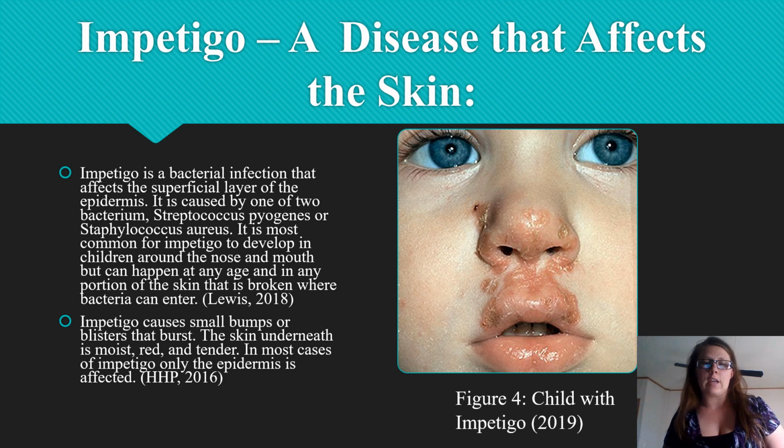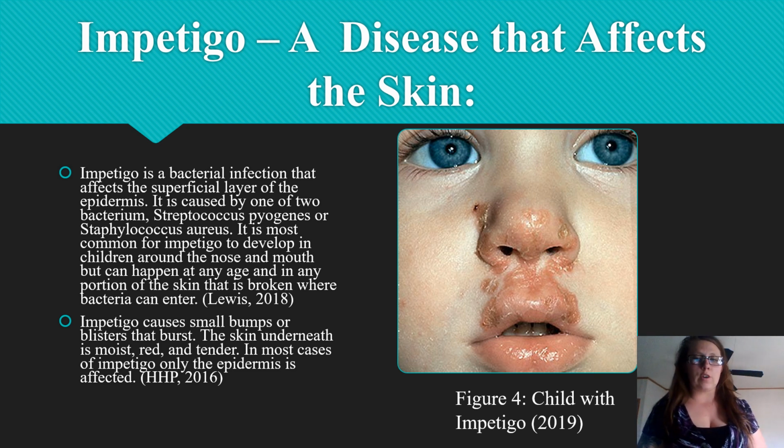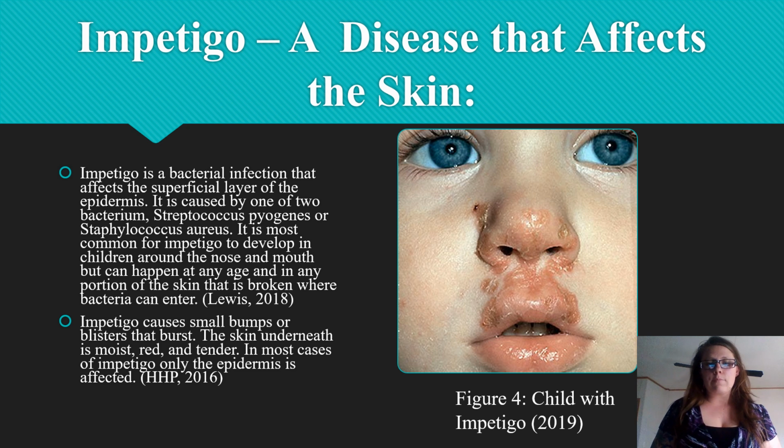Impetigo is a bacterial infection that affects the superficial layer of the epidermis. It is caused by 1 or 2 bacteria that enter the skin through an already open scratch or wound. While it is most common in children and on their face, anyone can develop impetigo anywhere there is an open lesion. Impetigo causes small bumps and blisters that burst, and the skin underneath stays moist, red, and tender. In most cases, impetigo only affects the epidermis.